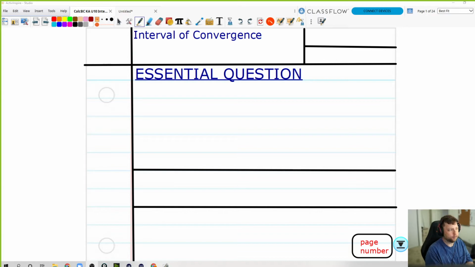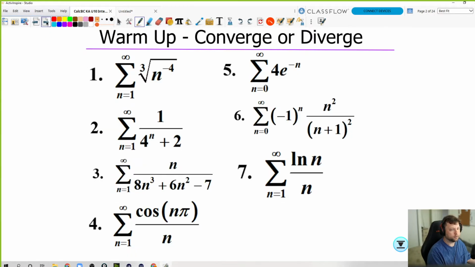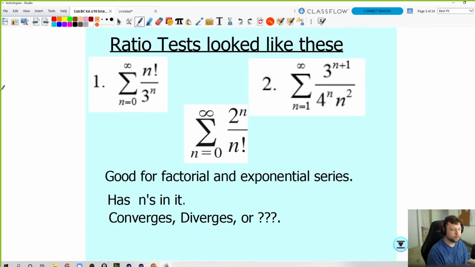All right, interval of convergence. This is day 1 of interval of convergence. We'll definitely come back to this. We'll save the warm-ups for another day. So this interval of convergence is kind of an extension of the ratio test. So last time we did tests that looked like these, and I just did the homework problems right there. Very similar to these. Ratio test was good when you have factorials or an exponential series, and we ask, does it converge or diverge?